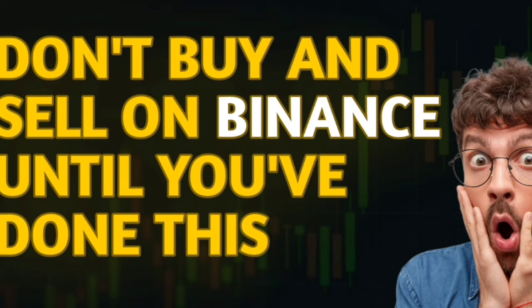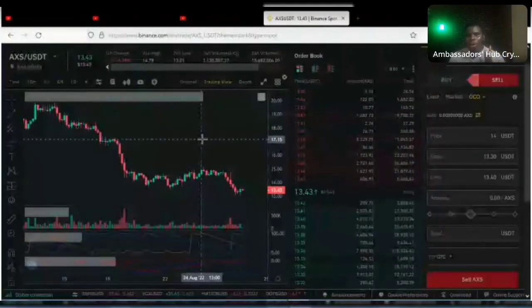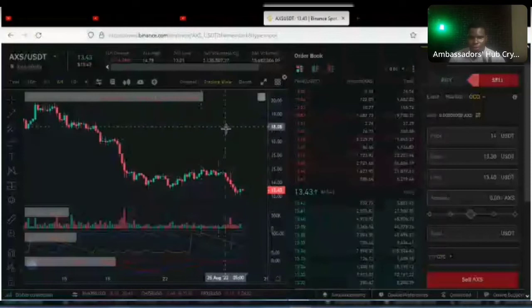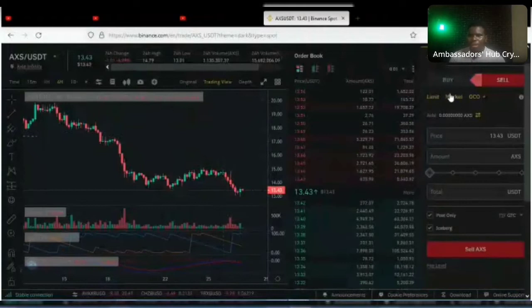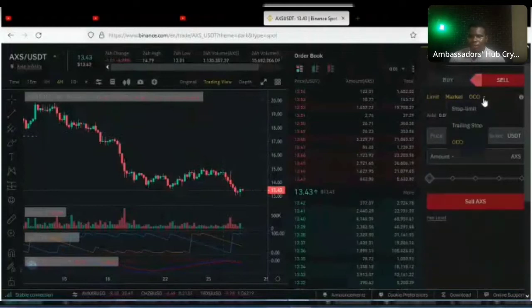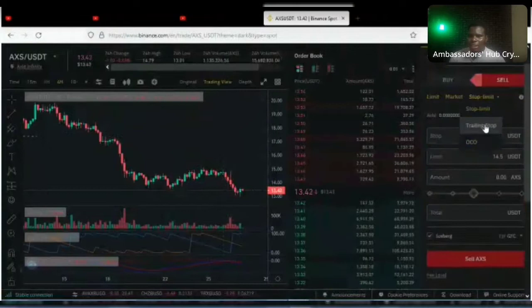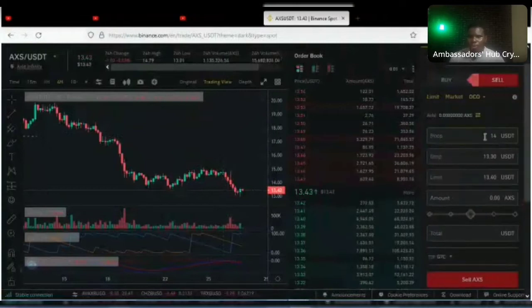That said, on Binance, we have four types of orders. We have four types of orders on Binance. We have the limit order, we have the market order, we have the stop limit, and then we have the OCO. Right, so let me start explaining from the limit order.